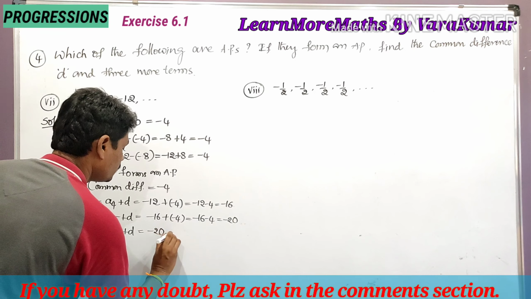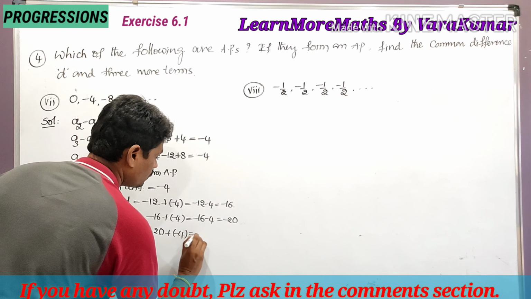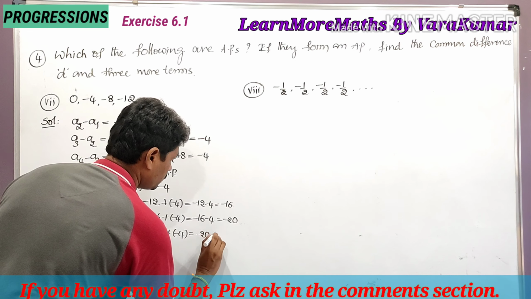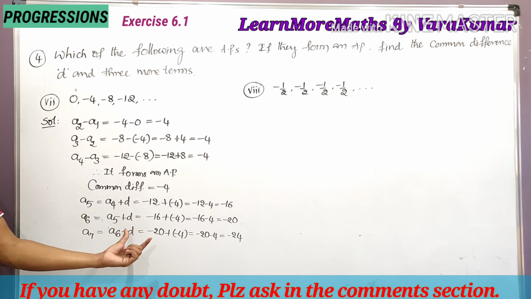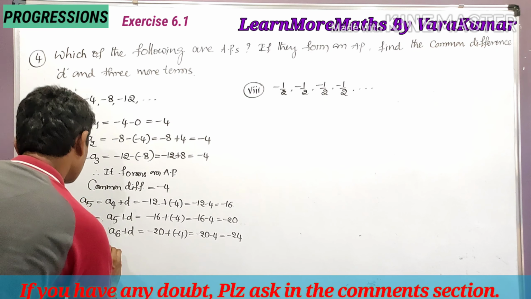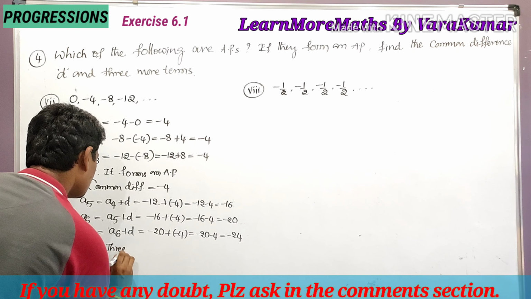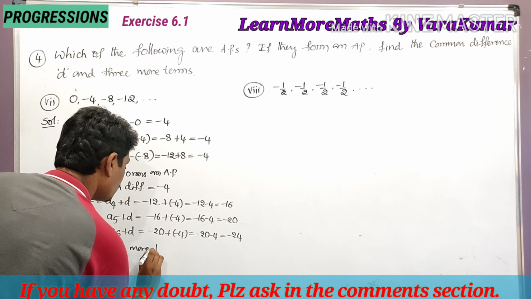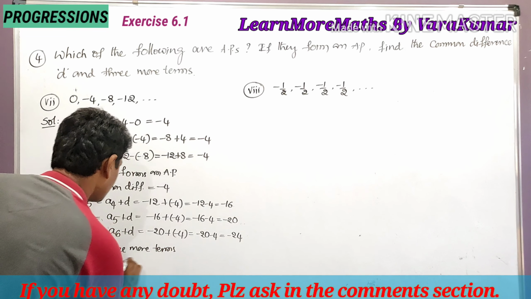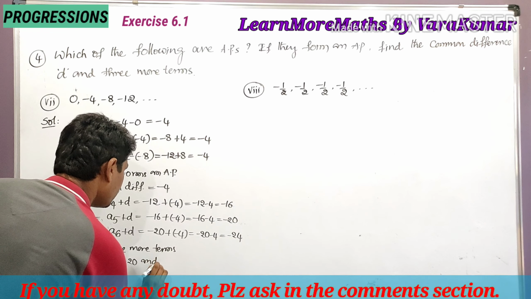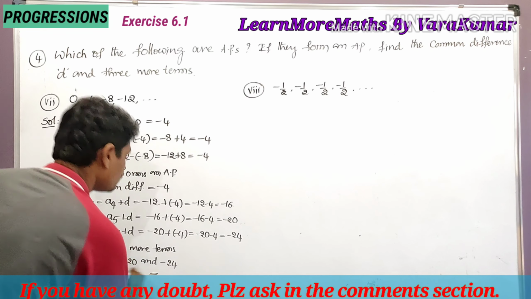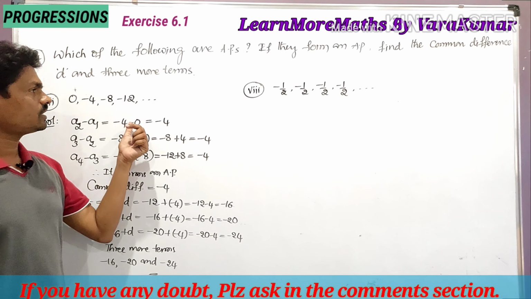A6 is minus 20 plus minus 4, that is minus 20 minus 4, which is minus 24. So these are the three more terms. Therefore, the three more terms are minus 16, minus 20 and minus 24. These are the three more terms. So this is the seventh.